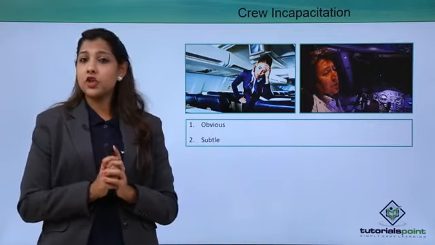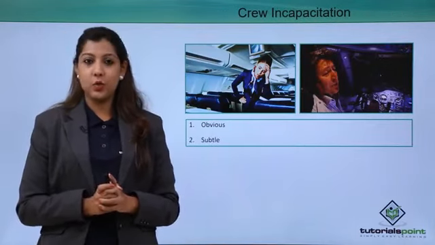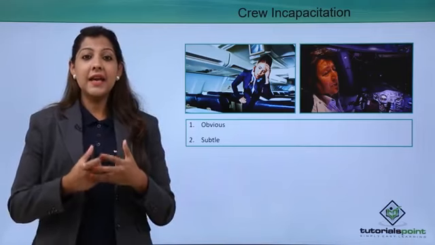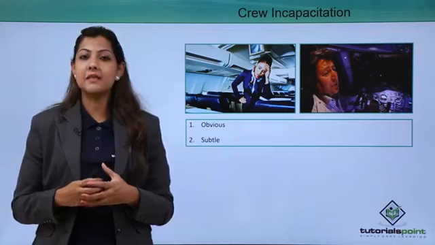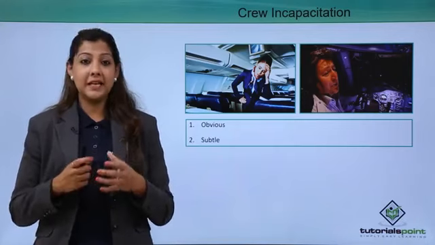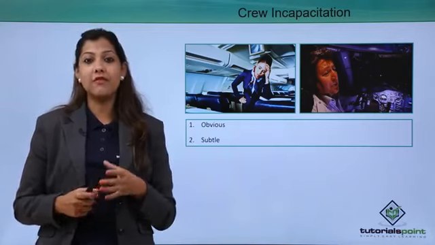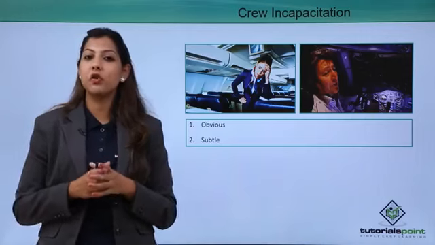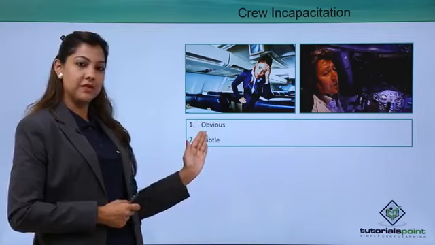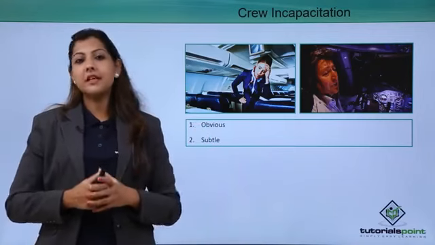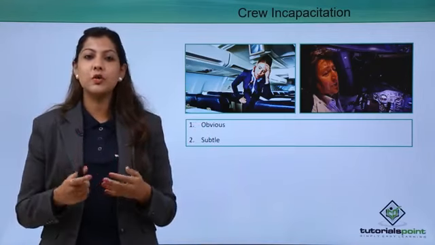Well, dear friends, now we're going to talk about crew incapacitation. What is the meaning of incapacitation? Incapacitation means not being what is expected of you. It also means when you have sickness or when you're not in your full senses. There are two types of incapacitation: one is obvious and one is subtle. The obvious incapacitation is obvious because you can see it.